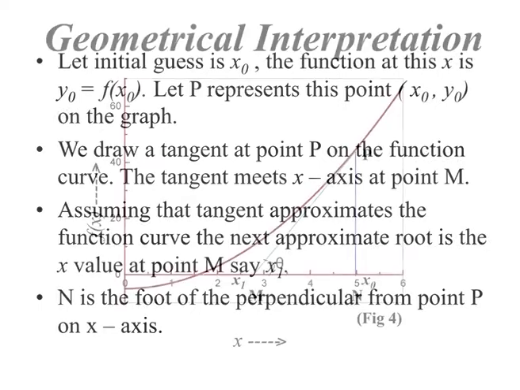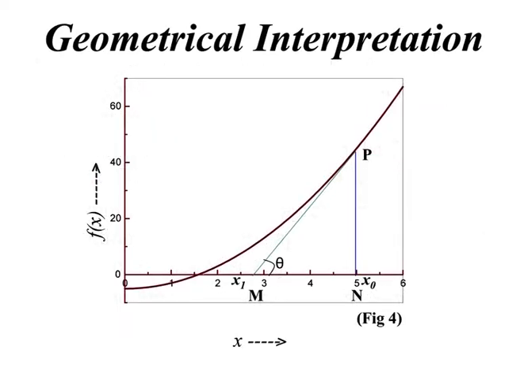At point P, we draw a tangent, and this tangent crosses the x axis at point M, where the value of x is, suppose, x1. Therefore, we have a triangle PMN, and in this triangle the value of tangent theta can be calculated, that will be equal to PN upon MN.